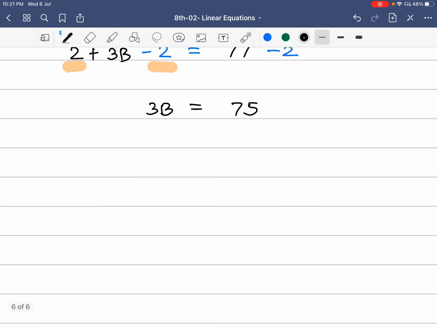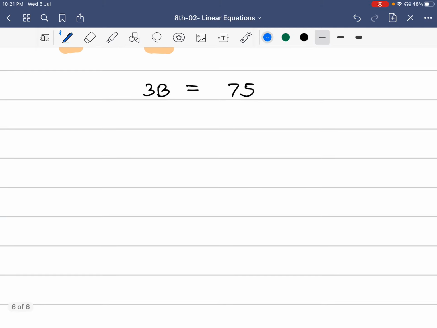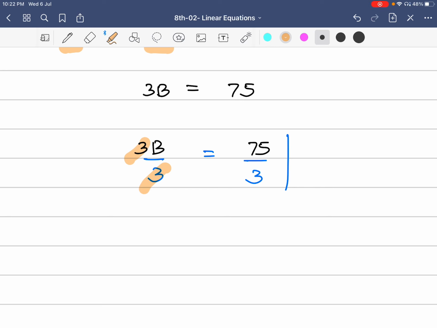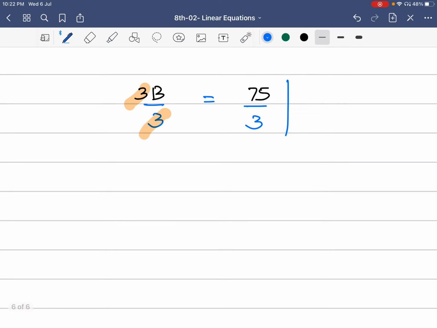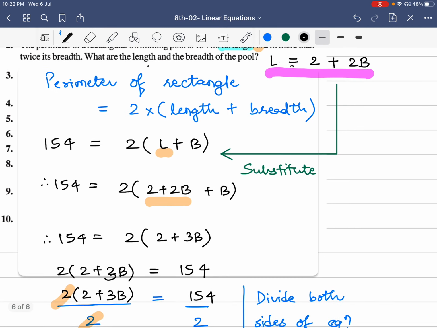Next we are going to divide both the sides of the equation by 3, so that 3 gets removed from the left hand side of the equation. So 3b equal to 75 as it is, and divide both the sides by 3. Once again this 3 and this 3 get cancelled, and we have b as equal to 75 divided by 3, which is 25. So thus we got b as equal to 25.